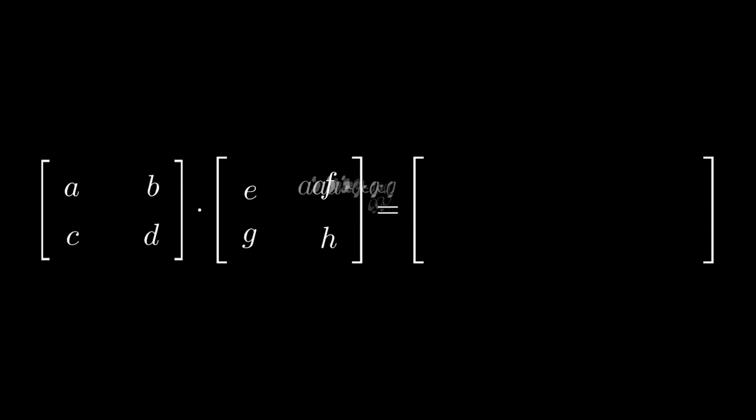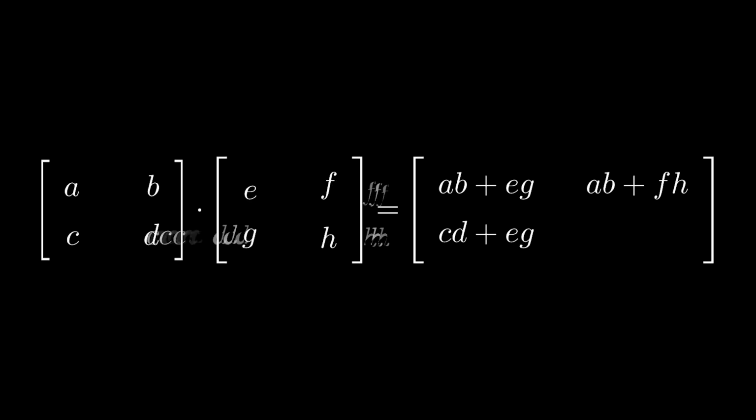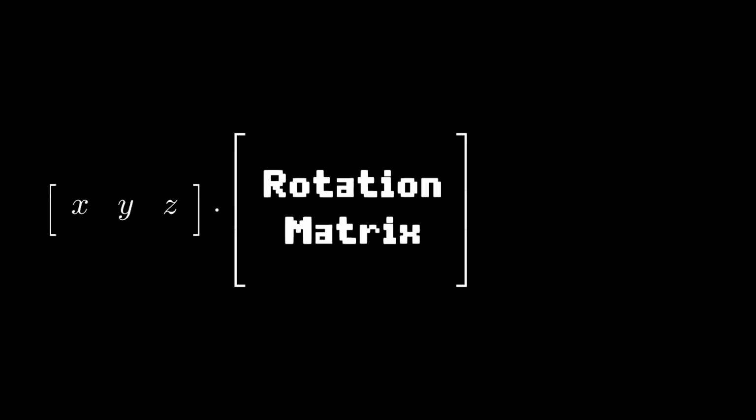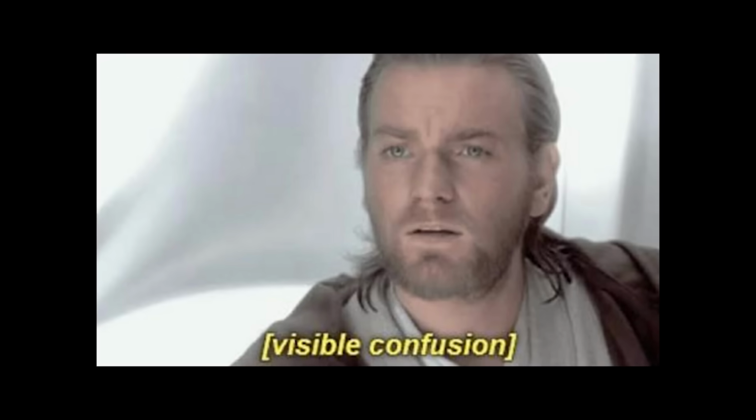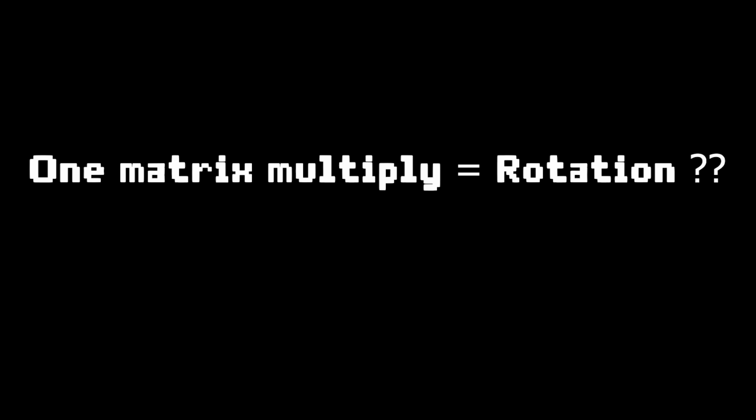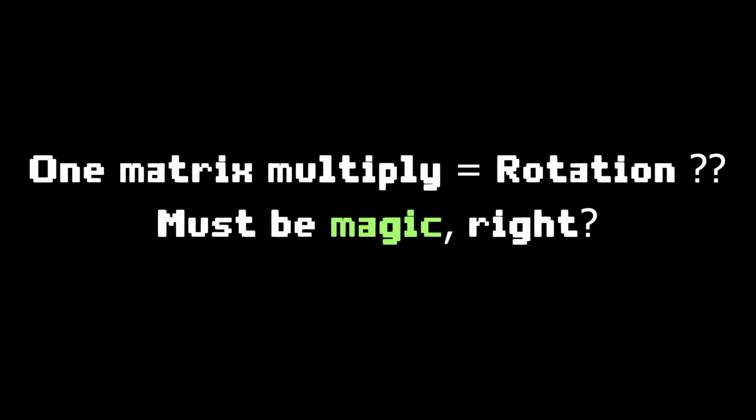Well, one thing you can do with certain matrices is multiply them together to get another matrix. Specifically, if you take the vertex vector and multiply it by something called a rotation matrix, the output is the rotated vertex in matrix form. Now, you also have to give it an angle so that it knows how much to rotate by, and typically that angle is represented by the symbol theta. If you're just seeing this for the first time, it can seem pretty weird. Like, how does one matrix multiplication just magically produce a rotated vertex?